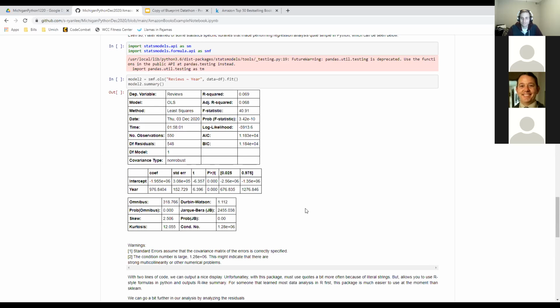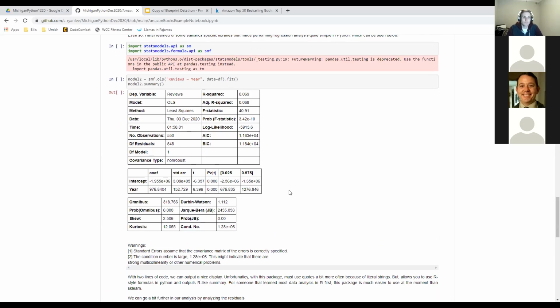Yeah. So when you're looking at this, you want to look at everything as a whole, right? Our R-squared value is kind of low, so our model doesn't explain a whole lot, but we've got a significant relationship here, as we can see by the p-value.